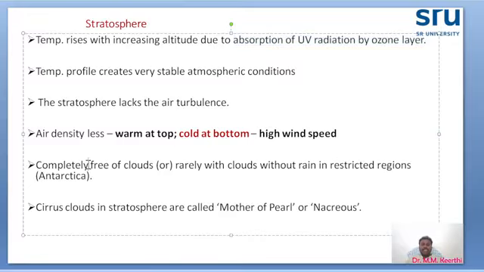Here it is completely free of clouds, or rarely has clouds, or is without rain in restricted regions. It's like Antarctica. Cirrus clouds in the stratosphere are called mother of pearl clouds, or nacreous clouds.